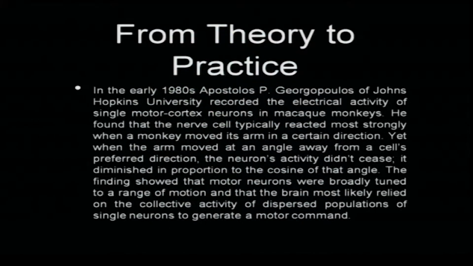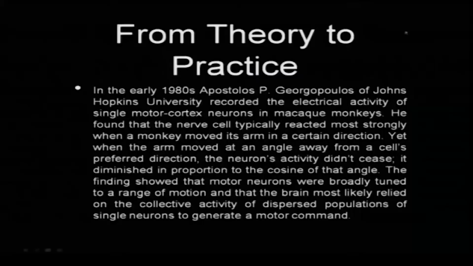In the early 1980s, Apostolos Georgopoulos of Johns Hopkins University recorded the electrical activity of a single motor cortex neuron in a macaque monkey. He found that the nerve cells typically reacted most strongly when a monkey moves its arm in a certain direction. That is exactly what I was trying to tell you. If it moves in a certain direction, there is typically very high electrical activity.